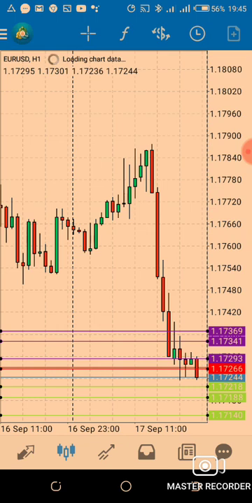So like this now, if I'm to predict this market now, I will say when this market gets to the first support, which is 1.17218, it should start buying. So from there, what do I need to go and click? I'll just go and click my buy limit at this value, which is 1.17218. That is where I'll click my buy limit.